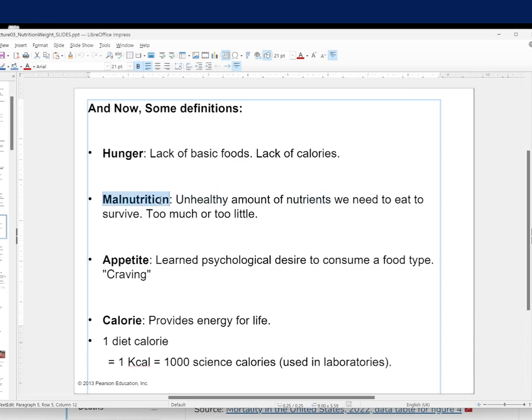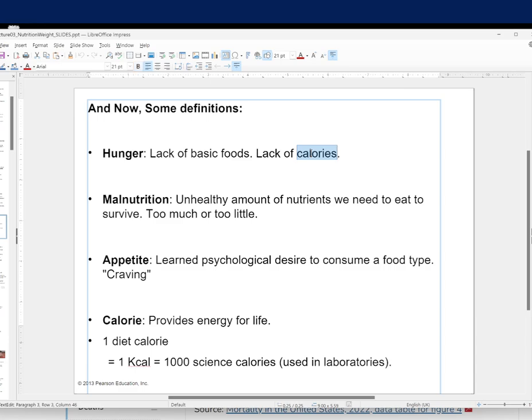So malnutrition is an unhealthy amount of nutrients. And you may say, I can't be malnourished, I'm fat. Malnutrition means bad. It doesn't mean not enough, it means bad. So if you have too much intake of fats, sugars, salts, then that is also malnutrition.